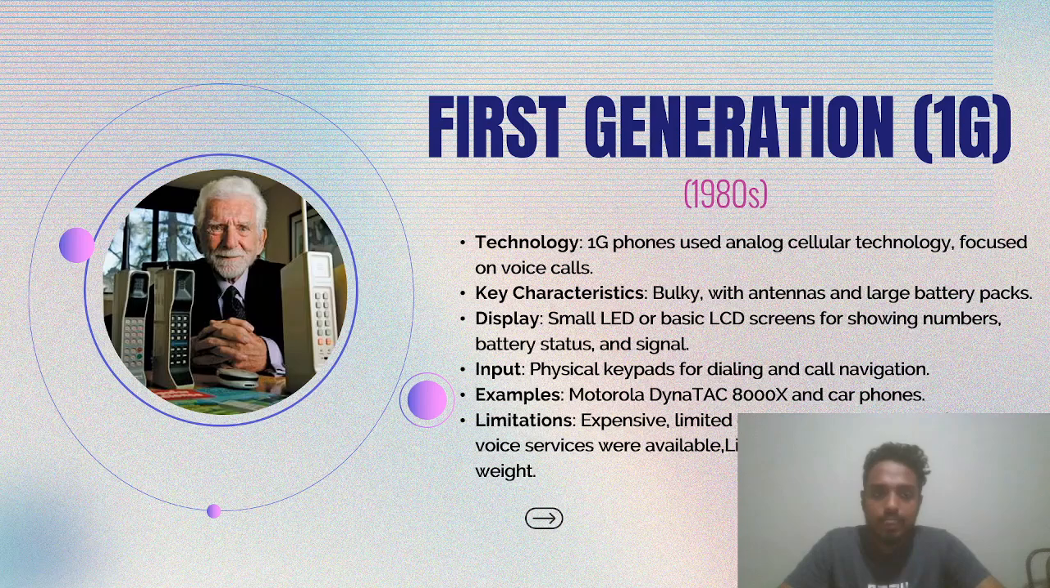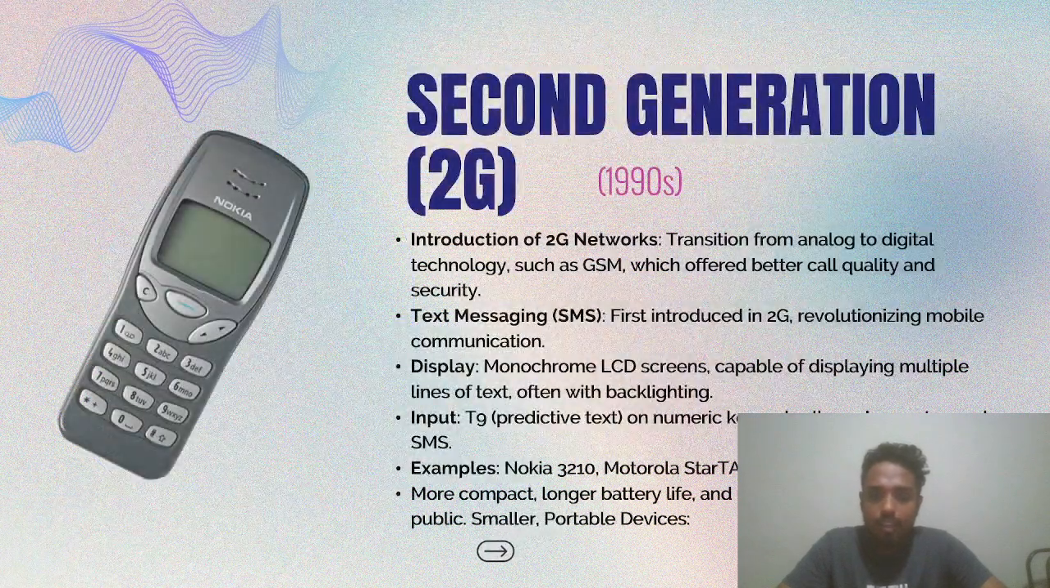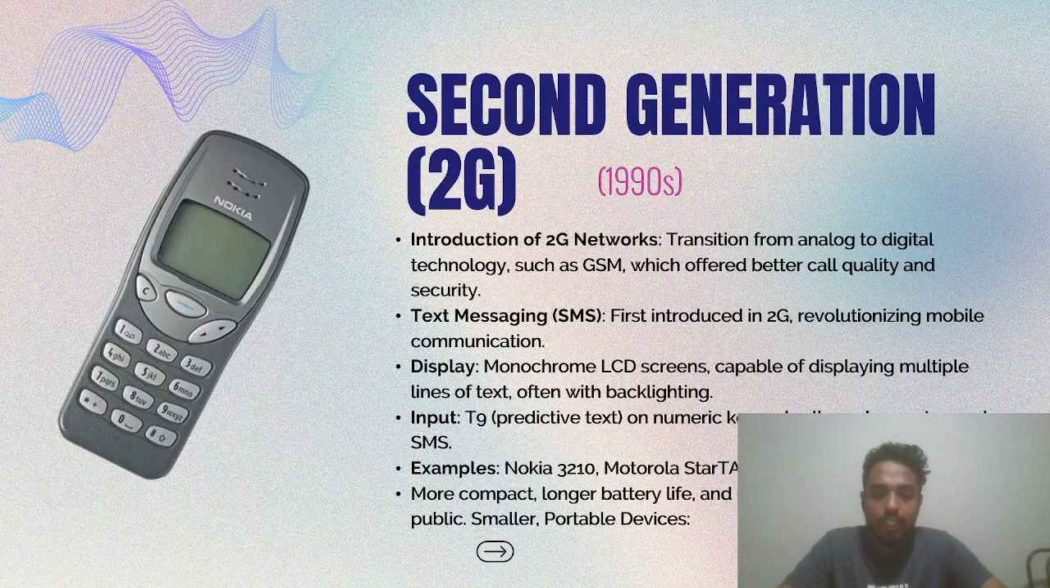Let's move on to the second generation of devices. The second generation dates back to the 1990s and introduced 2G networks. They were transitioning from analog to digital, such as GSM, which offered better call quality and security. Text messaging was introduced through 2G, which revolutionized mobile communication. They had monochrome LCD screens capable of displaying multiple lines of text, often with backlight. They had a numeric keypad allowing users to send SMS.